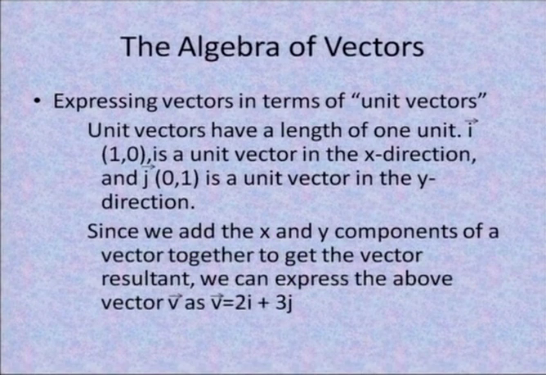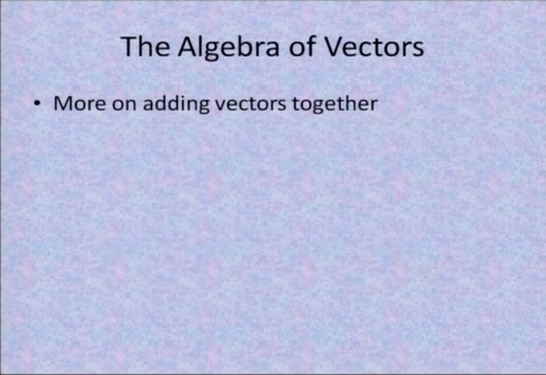Okay? Since we add the x and y components of a vector together to get the actual resultant vector, we can express that vector we had before expressed as 2, 3, as 2i plus 3j. It means go 2 unit vectors to the right, in the x direction, and then go 3 unit vectors in the vertical direction, and you'll get to where you want to be. So 2, 3 as a vector and 2i plus 3j both mean exactly the same thing.